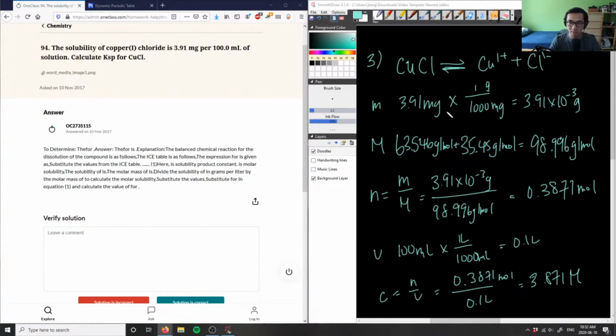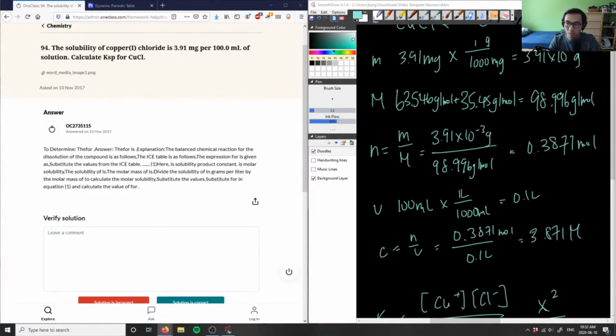So we're given mass here. What we can do here is we can calculate moles and whatnot, and then calculate our concentration as well. And we can set up our ice table to solve for our KSP here. So that's kind of the logic behind this problem here. So again, this solution here is incorrect because I don't have a complete solution here.